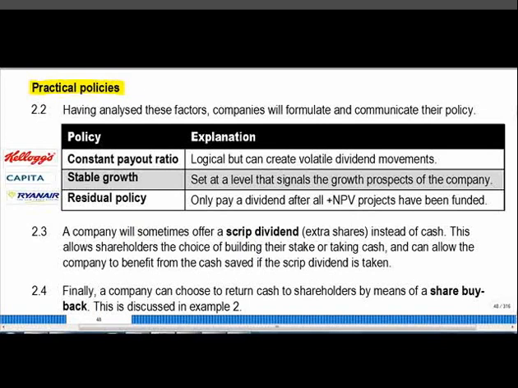To complement the payment of a cash dividend, a company will sometimes offer a scrip dividend, which typically will give shareholders the choice of taking extra shares instead of cash. This is a useful complement to a cash dividend policy, and it allows some shareholders the choice of building up their stake instead of taking the cash. If they do build up their stake, then clearly the company doesn't have to pay the cash out, and that can give a welcome cash flow benefit.